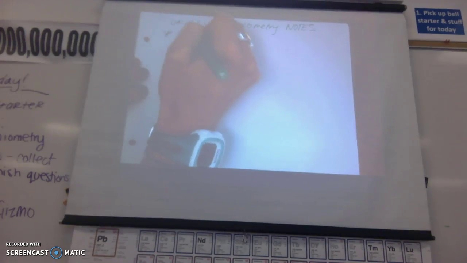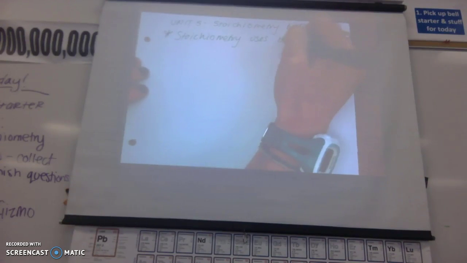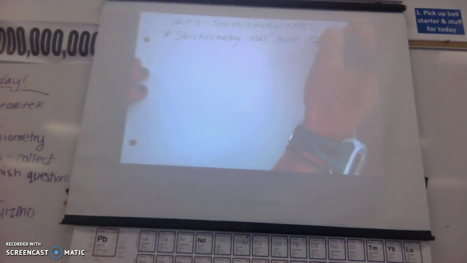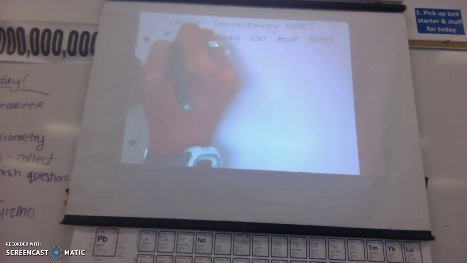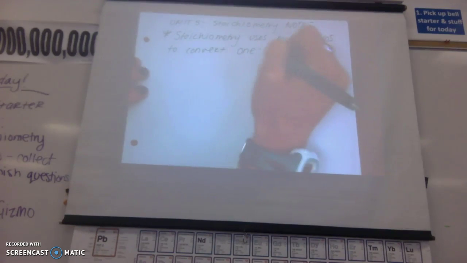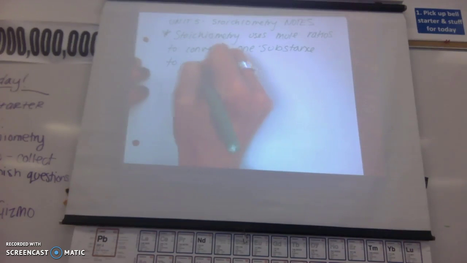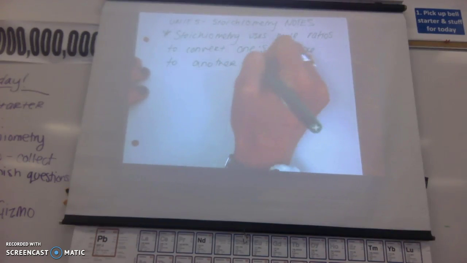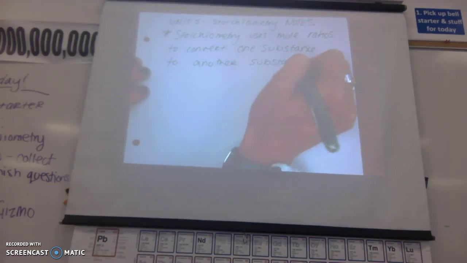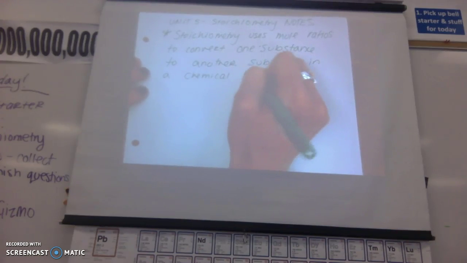Stoichiometry uses mole ratios to convert one substance to another substance in a chemical reaction.